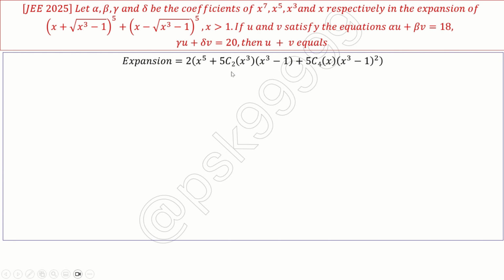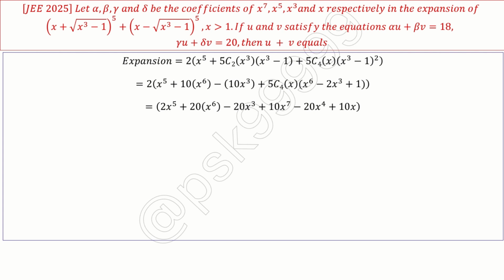x to the power of 5 plus 5C2, because the 5C1 term will get cancelled, 5C2 x cube into (x cube minus 1), because this is whole square. Then 5C4 x into (x cube minus 1) whole square. Right? So if we expand it, this is what it is. Expand it further in terms of powers of x. So you will get 2x to the power of 5 plus 20x to the power of 6 minus 20x cube plus 10x to the power of 7 minus 20x to the power of 4 plus 10x to the power of 5. Now you know the coefficients alpha, beta, gamma, theta from this, right? Alpha is 10, beta is 2, gamma is minus 20, theta is 10.